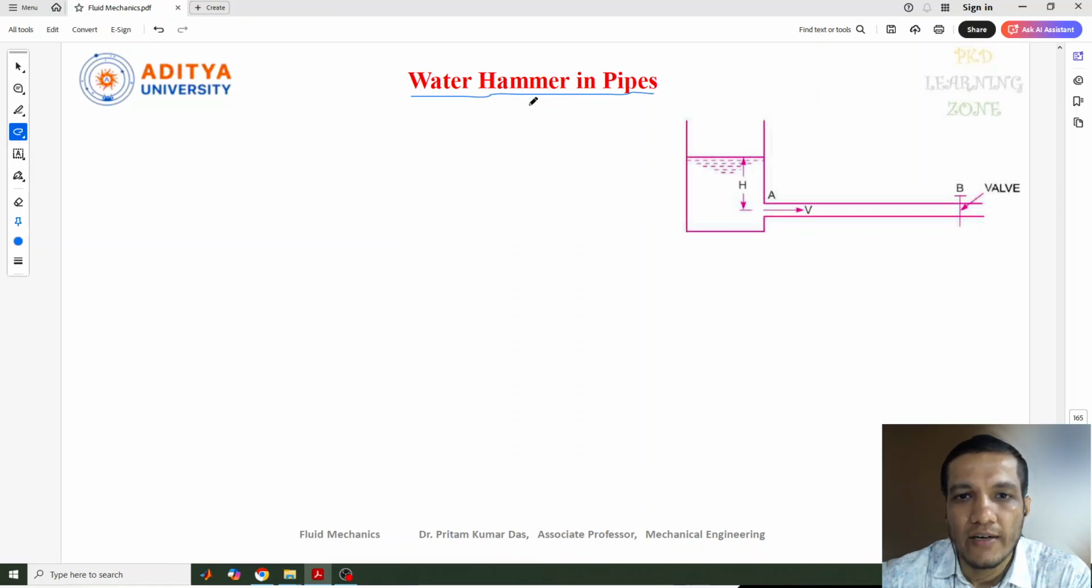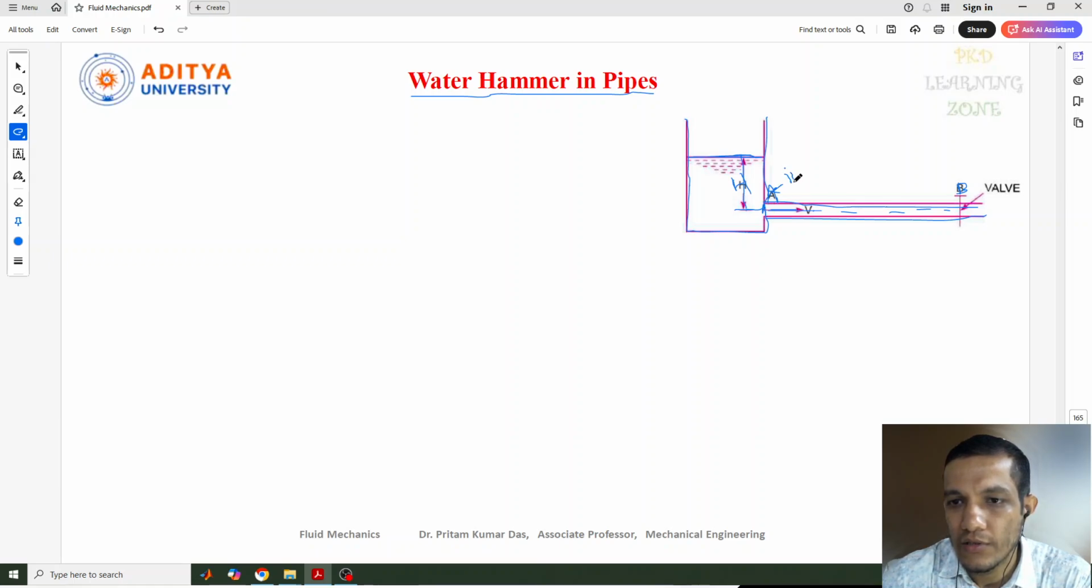To understand water hammer, here I have taken a container which contains some fluid, and along with the container one long pipe is connected. A long pipe, AB, is connected to this, and the center line of this pipe is at a height H from the surface level of the water. This is the inlet position of the pipe.